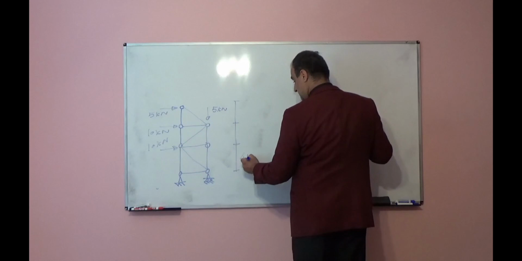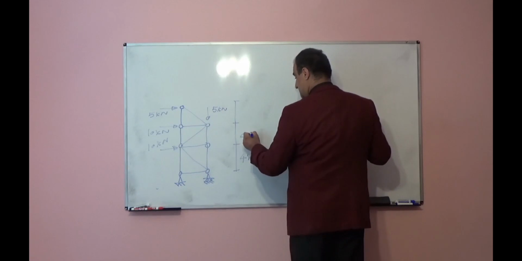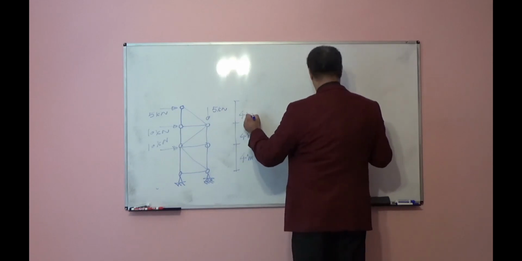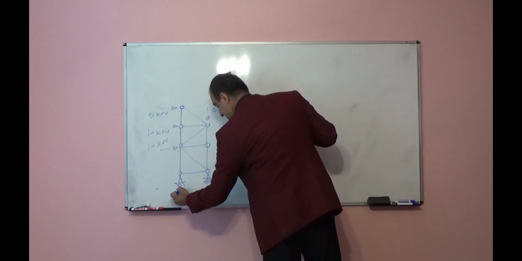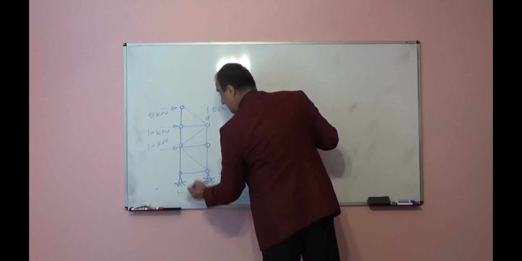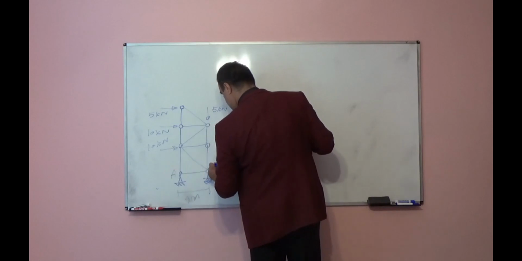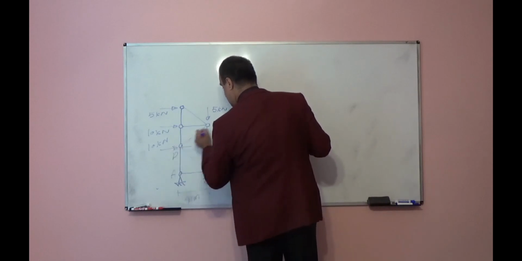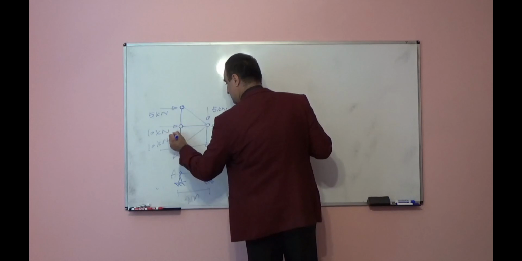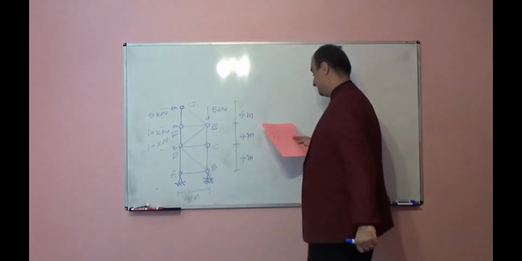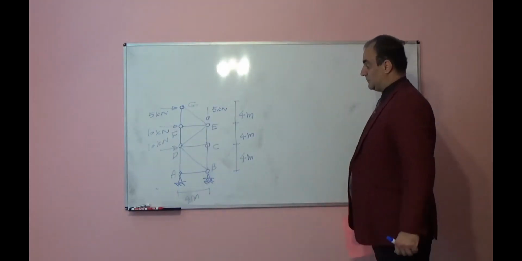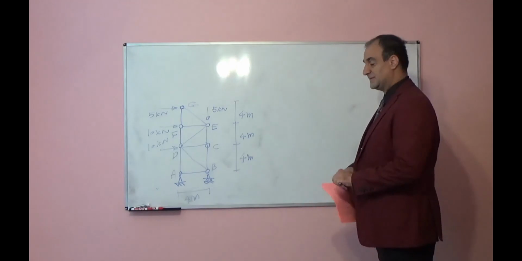Four meter, 4 meter, 4 meter, and this is again 4 meter. We have this truss, for example, joint A, B, C, D, E, F, and G. I want to find internal force in different members.